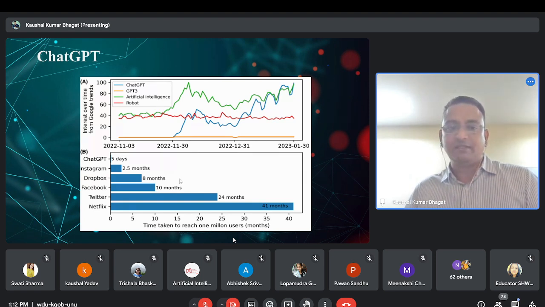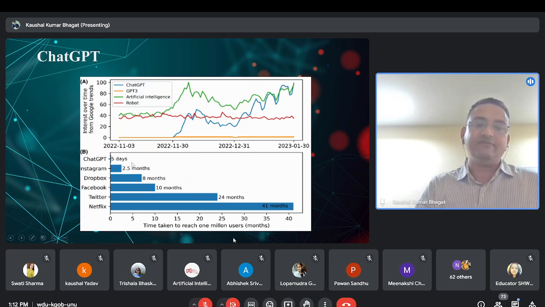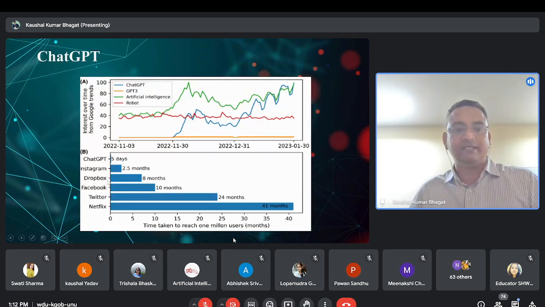You just see, it took only 5 days to reach 1 million users for ChatGPT, compared to Instagram, Dropbox, Facebook, Twitter, or Netflix. Five days, 1 million. At present there are different robots or GPT-3, but ChatGPT is doing very well. A lot of applications are being developed. People are creating their own ChatGPT based on their requirements.